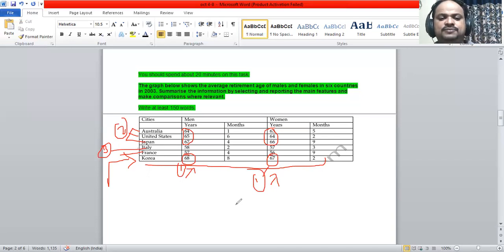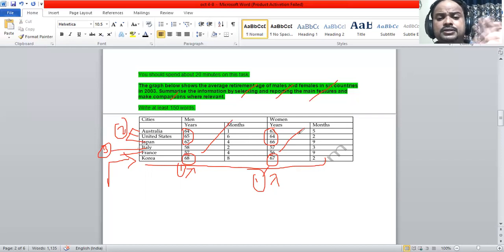So right now we can arrange the figures. We don't need to include all the figures here. It is irrational to present all the figures. What we have to do is select and report the main features and make comparisons where relevant. That's the thing. We have analyzed the main features: the highest, the second highest, the lower ones, and the lowest. You can say France is the lowest here. I have analyzed all the things here.